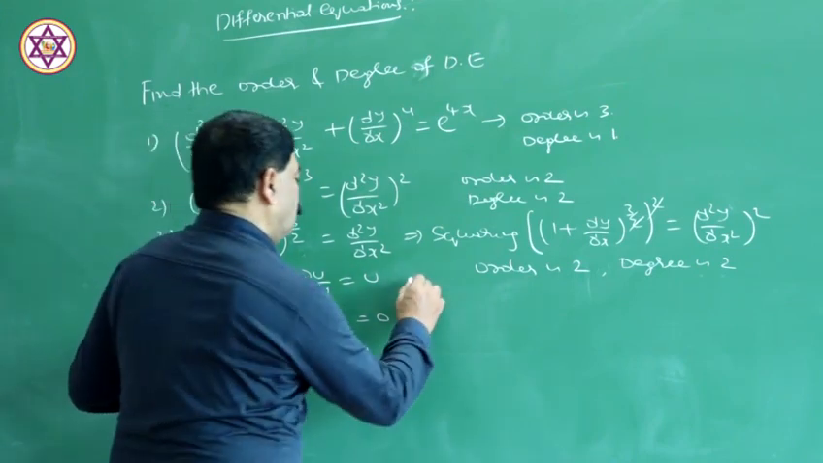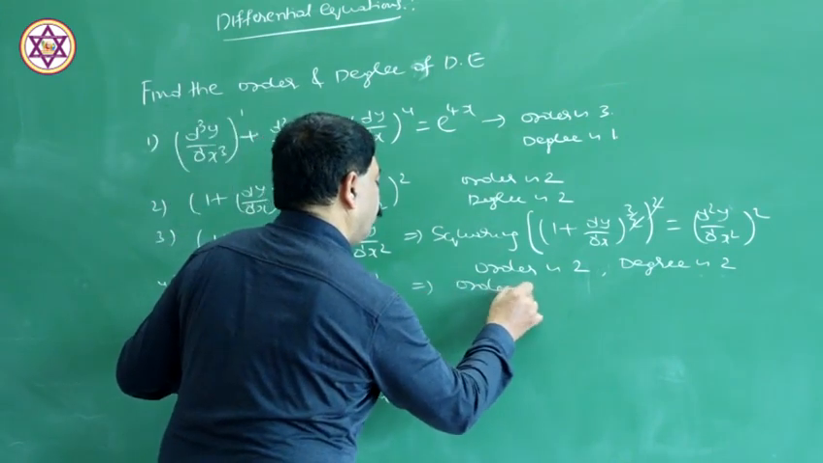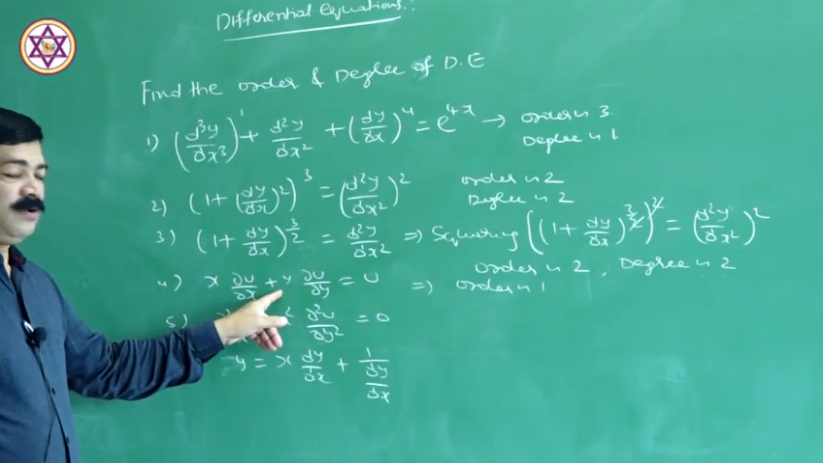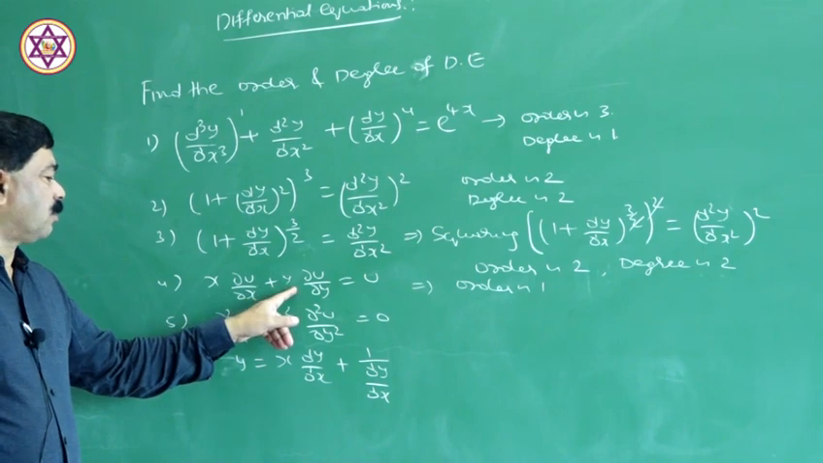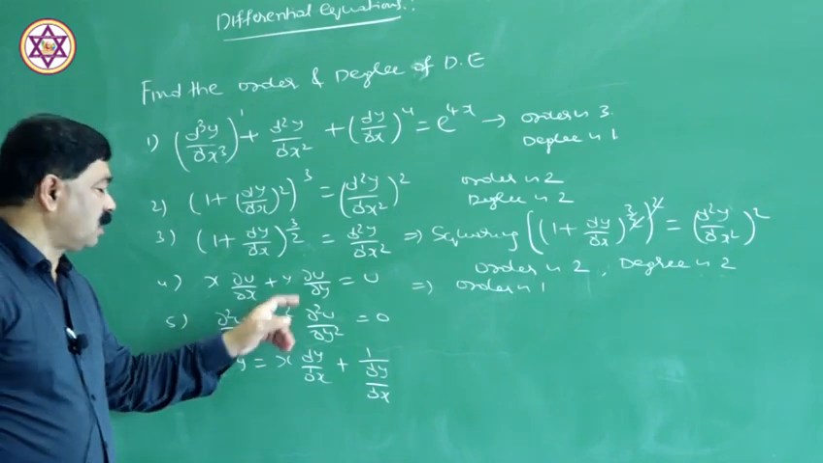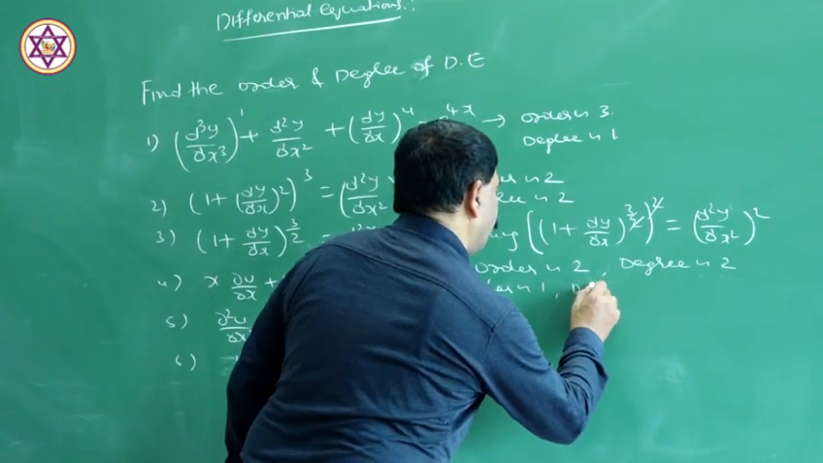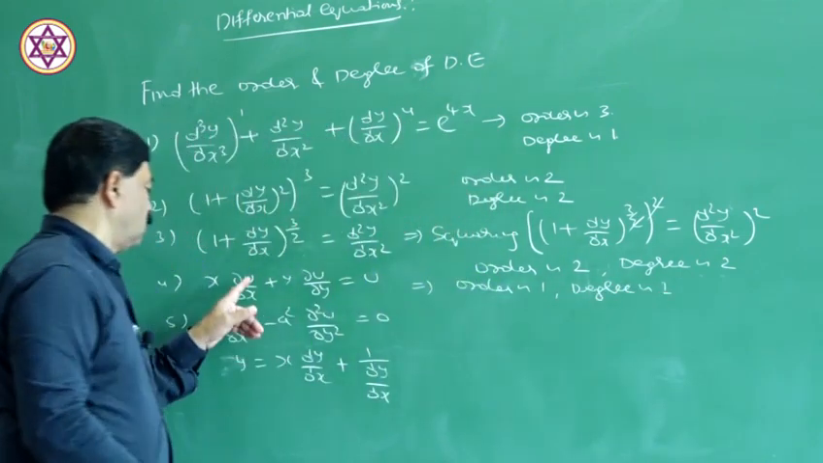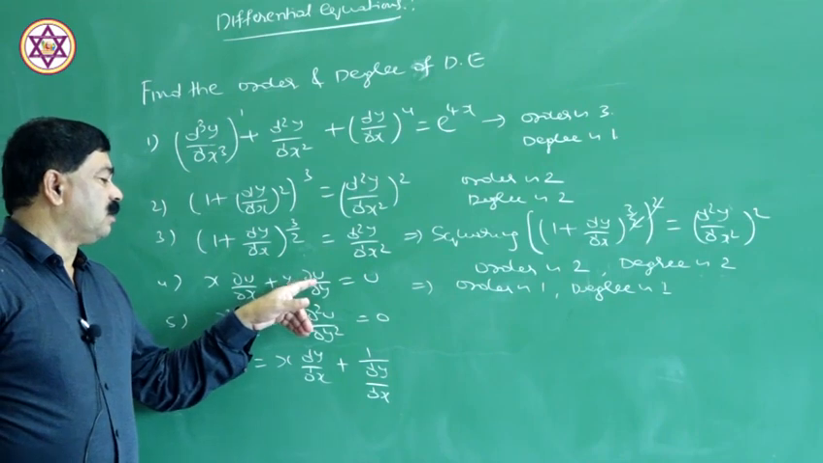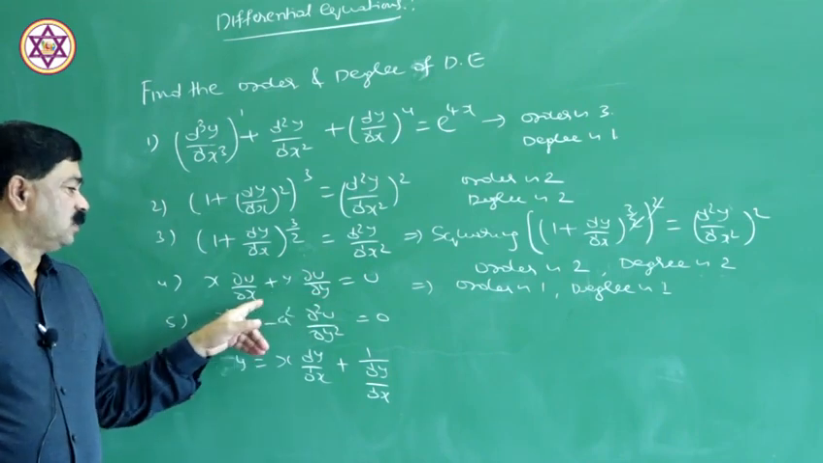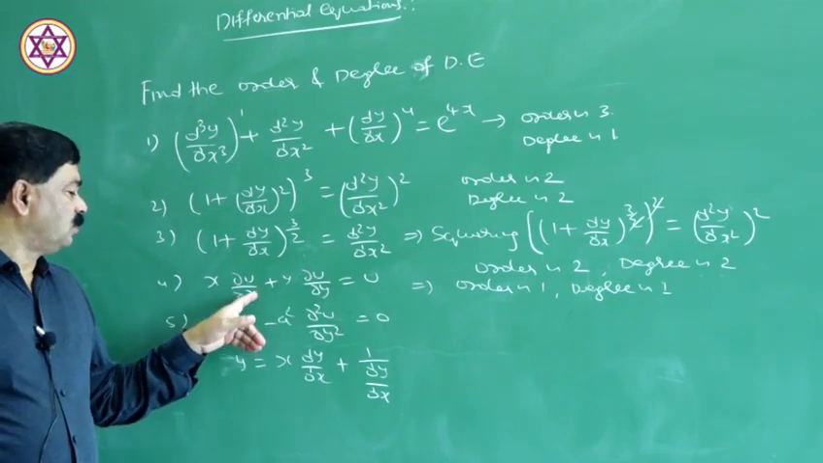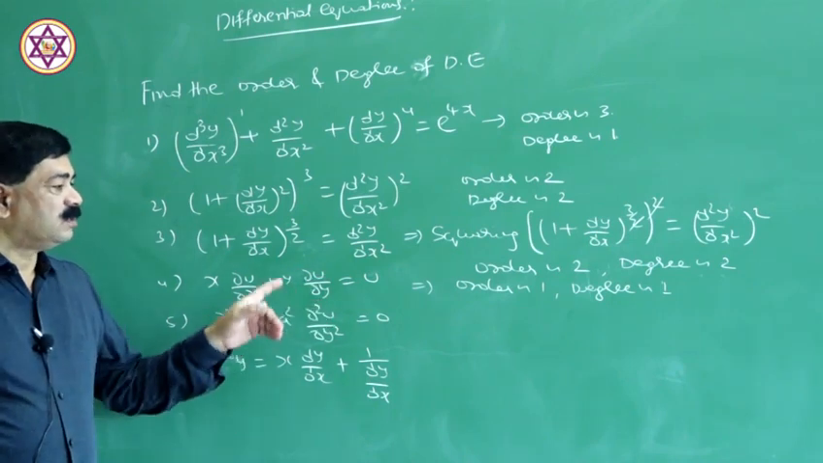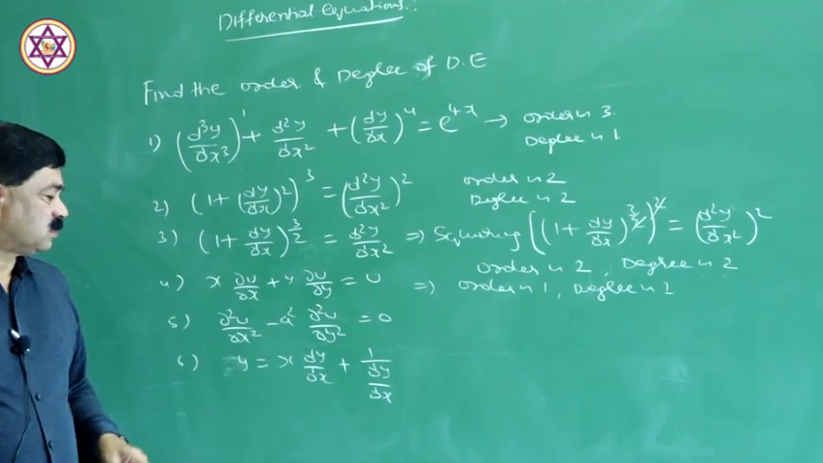Next, here for the order, this one is a partial derivative equation, a first order partial differential equation. So the order is 1, and the degree is 1. Here ∂u/∂x and ∂u/∂y represent the partial derivatives of u with respect to x and y, first order. Therefore the order is 1, and the degree is 1.